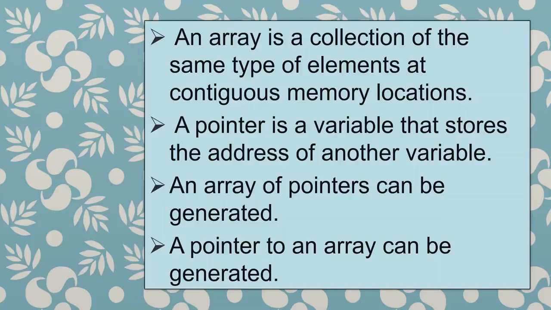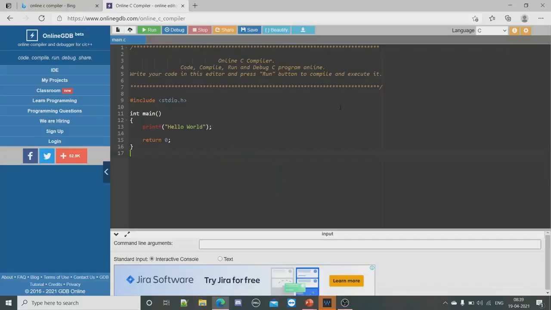An array of pointers can be generated. Means you can create addresses of some 5 to 10 array elements, and a pointer to an array can also be generated. Means a set of array elements of 5 to 10 are there. You can take the address from it. You can generate an address from each and every element. Let's see an example so that the difference between array and pointers can be seen.